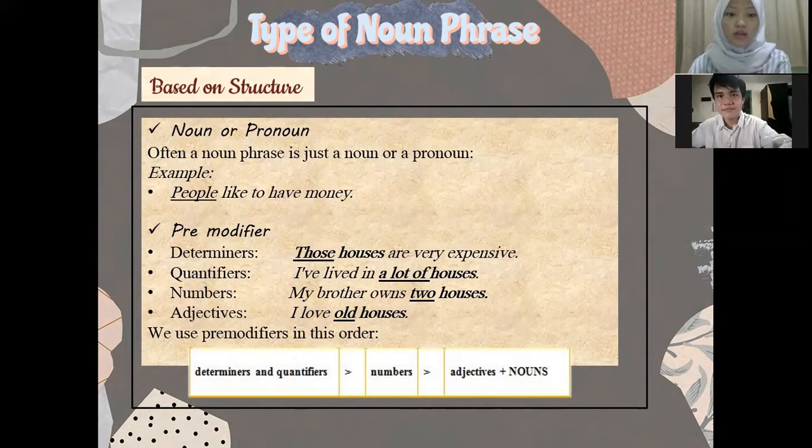pre-modifier. There's determiners. Those houses are very expensive. And then there's quantifiers. I've lived in a lot of houses. Numbers. My brother owns two houses. And adjectives. I love old houses. We use pre-modifiers in this order: determiners and quantifiers, and then numbers, and then adjectives plus nouns.